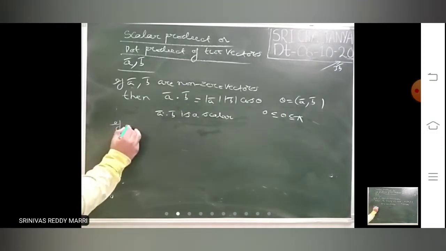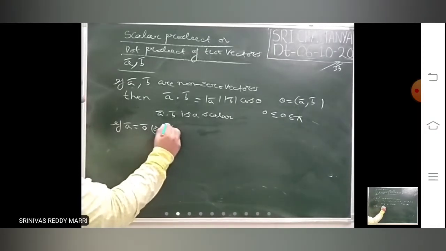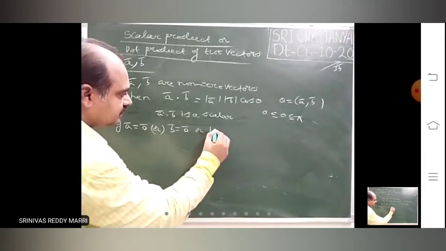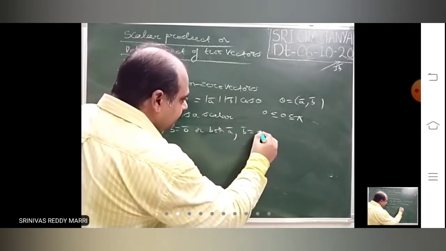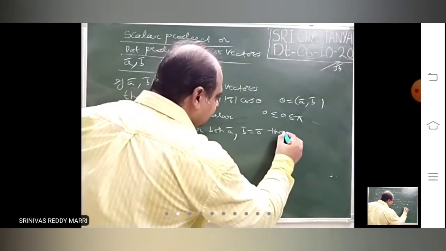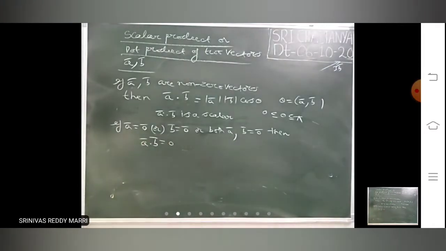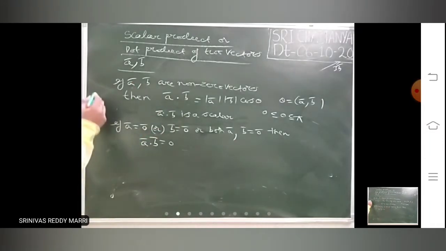Suppose a bar equal to 0 bar, or b bar equal to 0 bar, or both a bar and b bar equal to 0 bar, then a bar dot b bar will be 0. If it is a null vector, what happens? The magnitude will become 0. So in that case, the scalar product is 0.